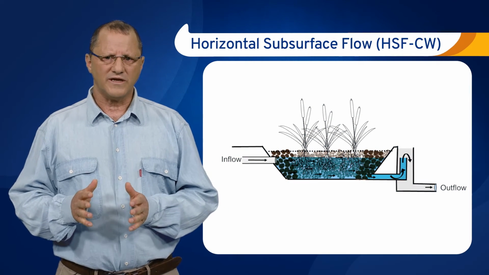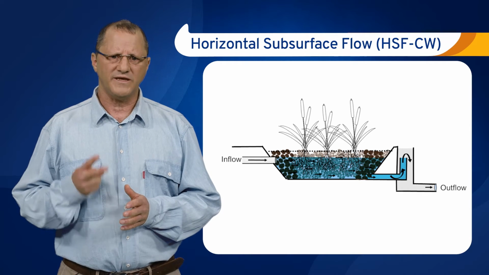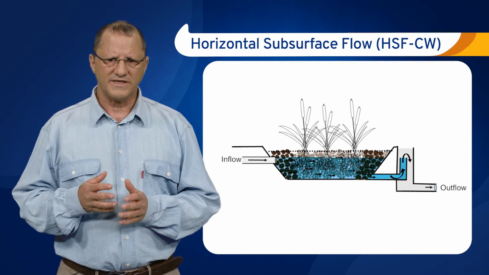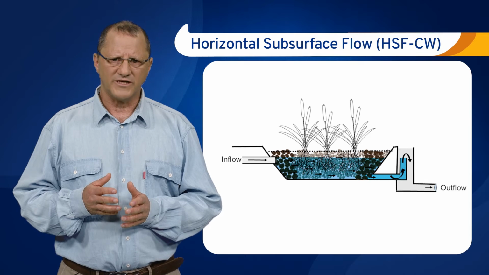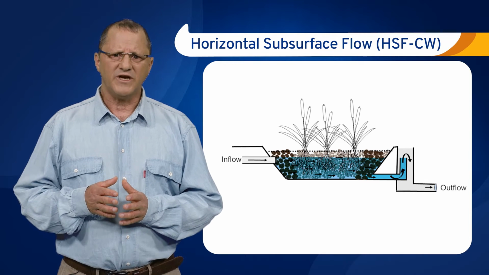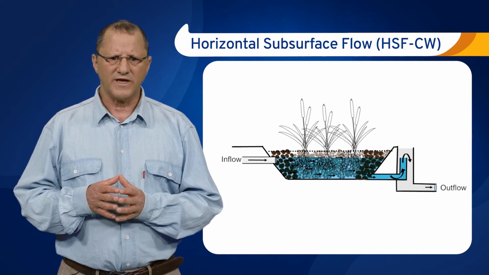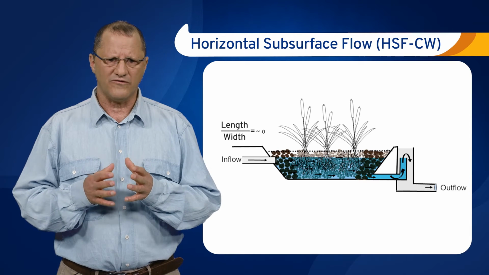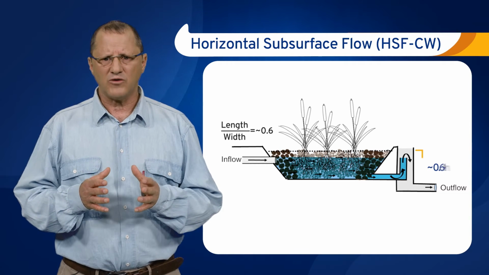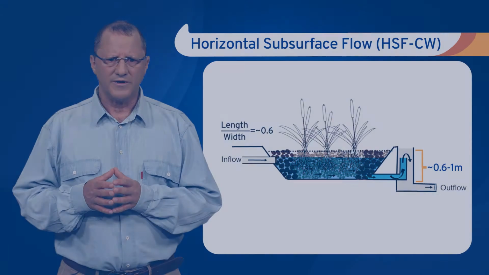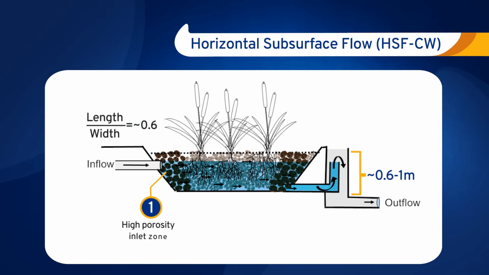Subsurface flow constructed wetlands are more abundant and have two main designs: horizontal flow, as seen here, and vertical flow, as will be shortly discussed. Typically, an on-site horizontal flow wetland has length to width ratio of around 0.6 and is about 0.6 up to 1 meter deep. In this wetland, water enters via high porosity inlet zone, where the larger suspended material is dropped. The second stage contains more fine gravel or sand media, where most of the microbial activity takes place.